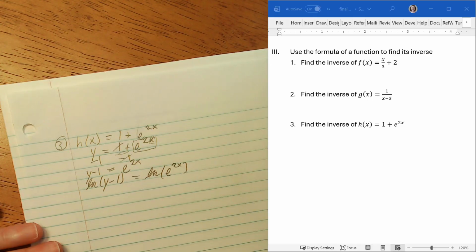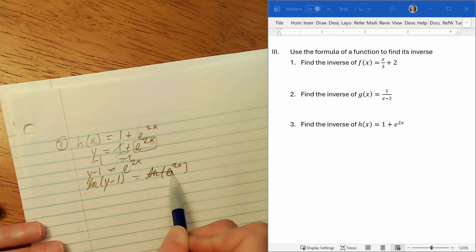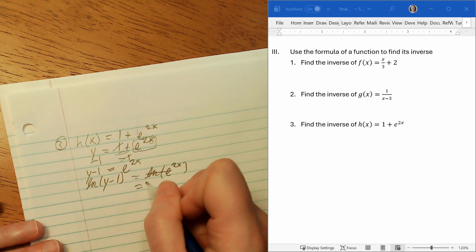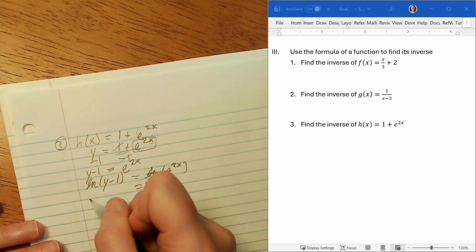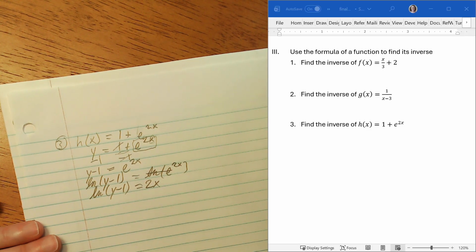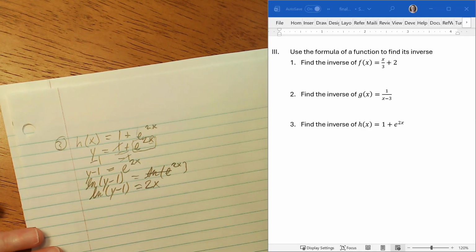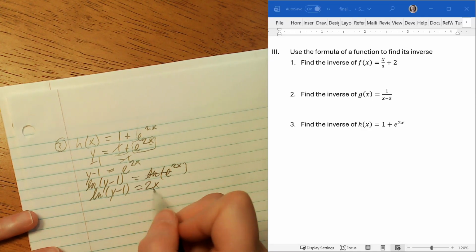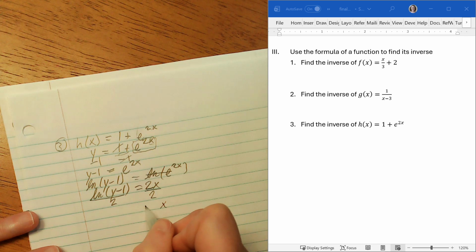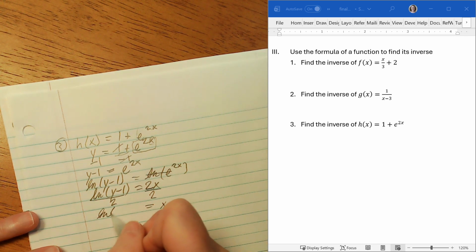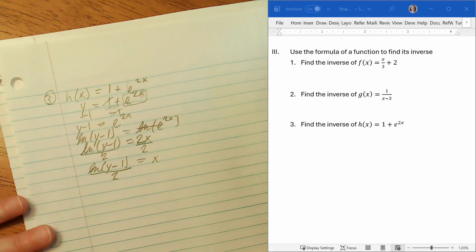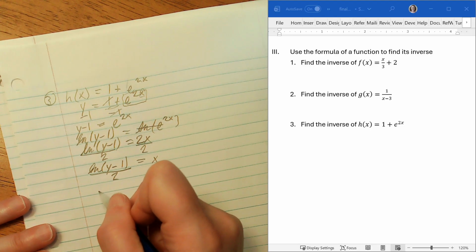Okay, now what's going to happen is on the right side here, ln and e, those two functions cancel each other out, and the exponent is just going to come down and be 2x. And then on the left side, you cannot simplify this at all. It's like you've put it in a little box called ln, and it's just going to live in that box now. And finally, to isolate x, we just need to divide both sides by 2. So we're going to have x on the right, and on the left we have ln of y minus 1 over 2. Okay, now to finish up, just swap the variable names.